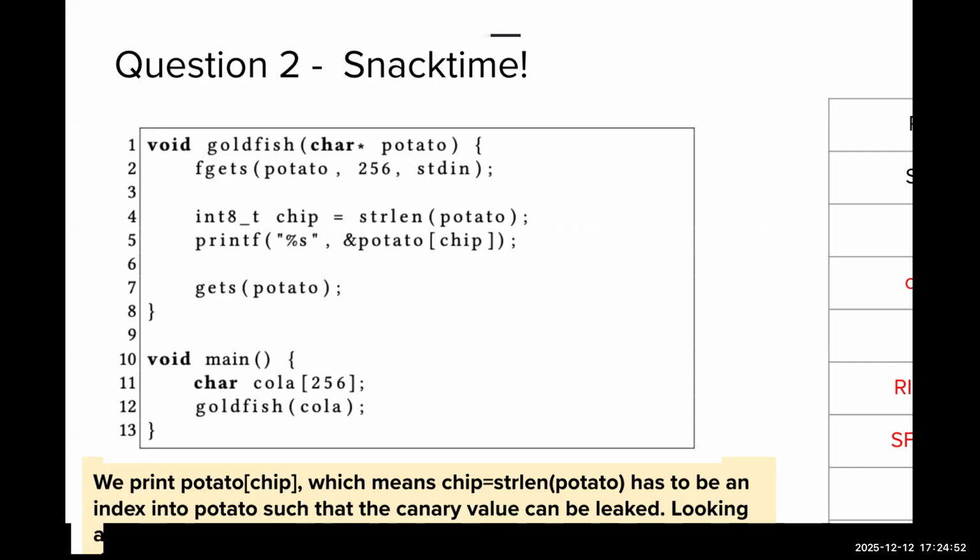So the idea is that if we have a pointer to the potato character array and we index some negative value, we can go down to the second canary that's inside the goldfish function and use that canary instead of the one that's above the cola buffer. Are there any questions about that?